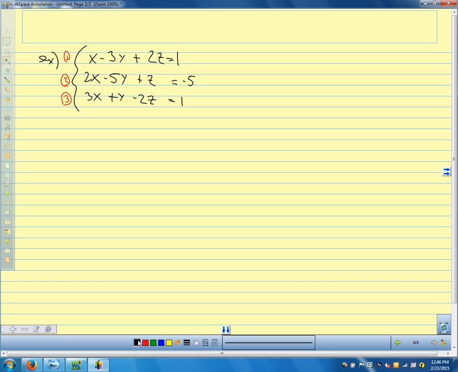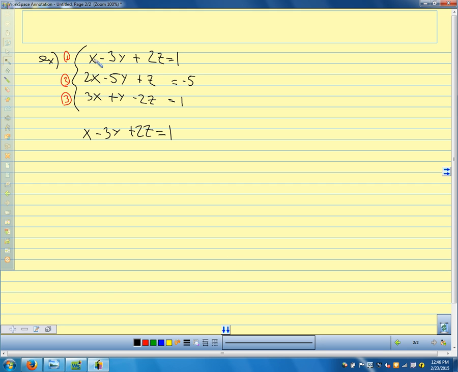Now usually with Gaussian elimination, what you want to do is use the first two equations to get rid of this part. Use the first and the third equation to get rid of that part. And then we'll use what's left to get rid of one of the y's. So the first equation is fine. After our next step, it's going to stay the same.